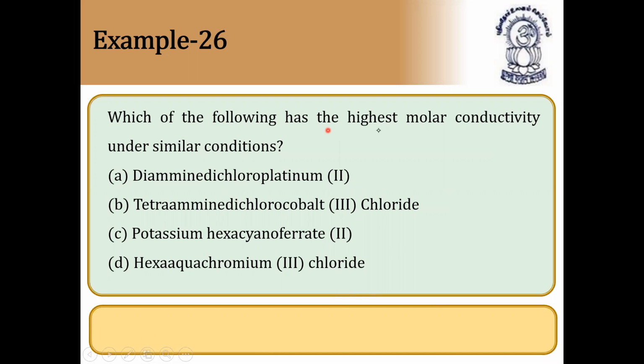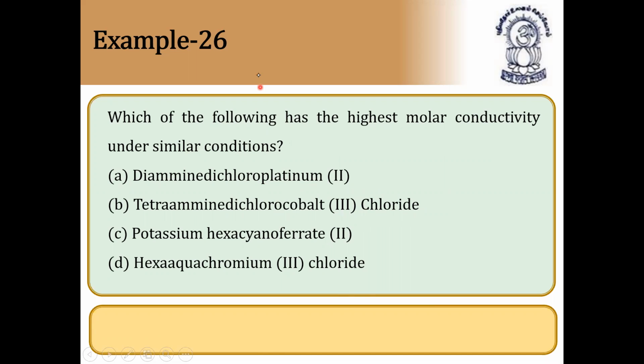Which of the following has the highest molar conductivity under similar conditions? Molar conductivity depends on the number of ions they dissociate into. The more ions, the more the molar conductivity. So diamminechloroplatinum(II) gives only one ion, Cl minus. Tetraamminedichloride gives 2 Cl minus, 3 chloride. Even the chloride is also outside. So this should be Cl2.